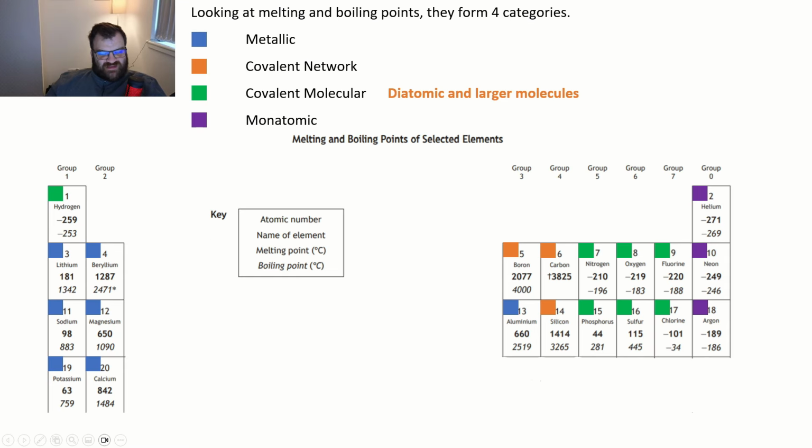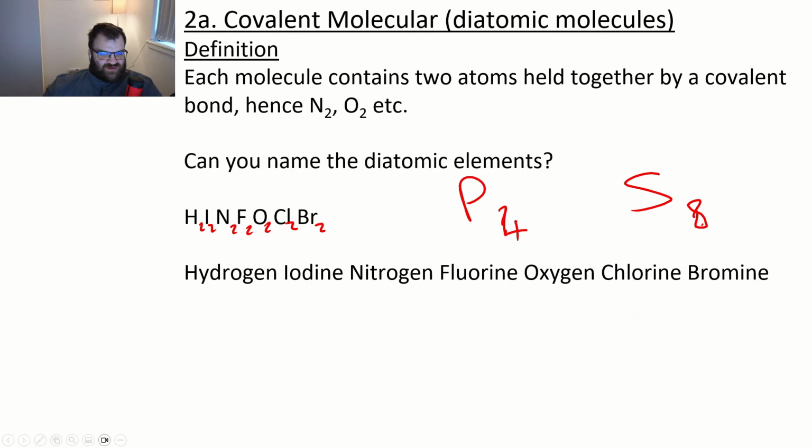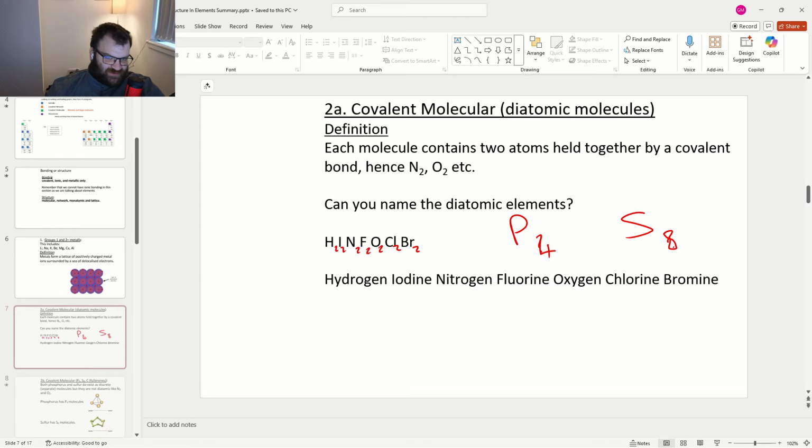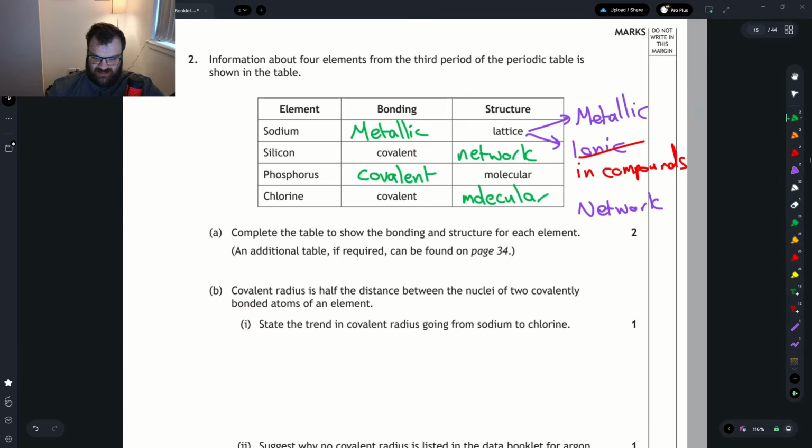This is the annotated version of the first 20 elements that we can be asked about. So if you have some of them, or hopefully all of them memorized, we would be able to jump straight to the fact that sodium's a metal, metallic lattice, silicon is covalent network, and then you've got your covalent molecular ones. We have the diatomic ones, which would be hydrogen, iodine, nitrogen, fluorine, oxygen, chlorine, and bromine. And then phosphorus and sulfur are bigger molecules. So if the question asks about diatomic, then that would be involved there.